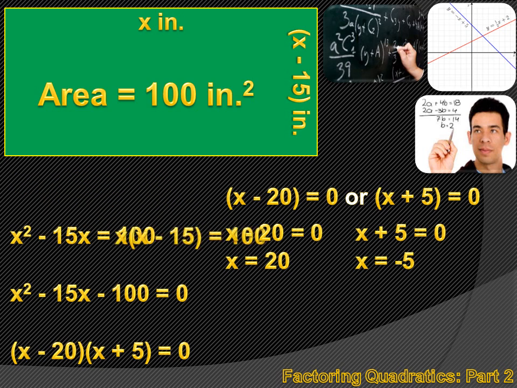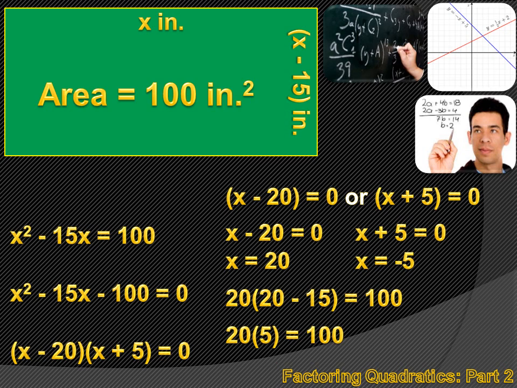Let's test it. x times x minus 15 should equal 100. Well, we'll substitute 20 for x, and we'll get 20 times 20 minus 15 equals 100. That's 20 times 5 equals 100. And it does.